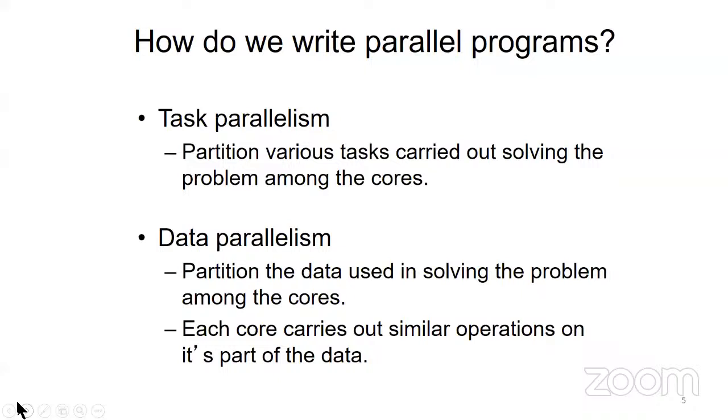Another important thing is the partitioning of the data. Because we are handling a large volume of data, a single processor cannot handle that kind of huge volume of data at a time. So we have to partition the data in such a way that we can process it easily, and we can solve the problems among the cores. And here you can see that each core carries out similar operations on its part of the data. So one is task parallelism, another is called data parallelism.